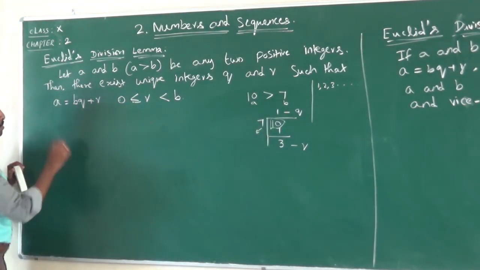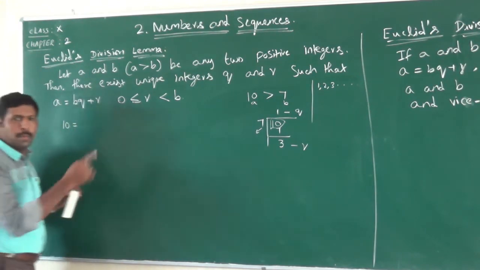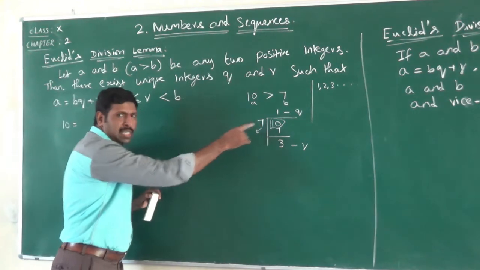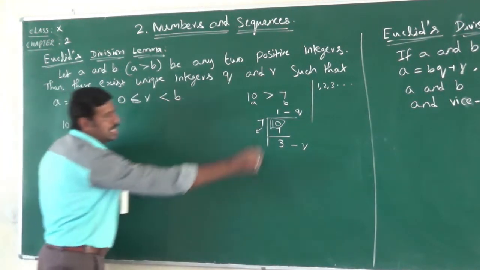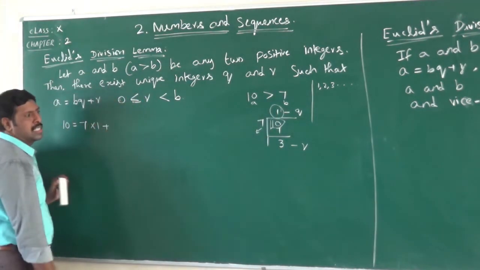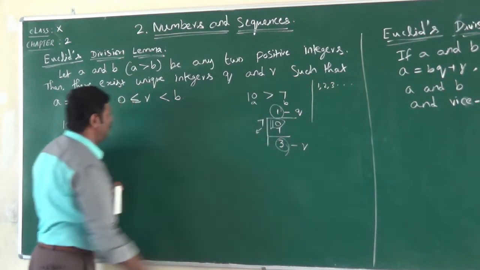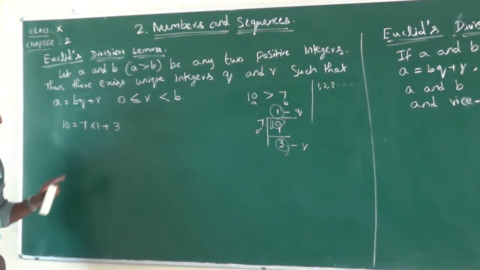Now compare with this. How to write the given terms? So A is equal to 10, and then B is nothing but the divisor 7. And then Q, the quotient, is 1, plus the remainder is 3. It is nothing but the remainder theorem. We have studied the remainder theorem in the 8th and 9th standard.